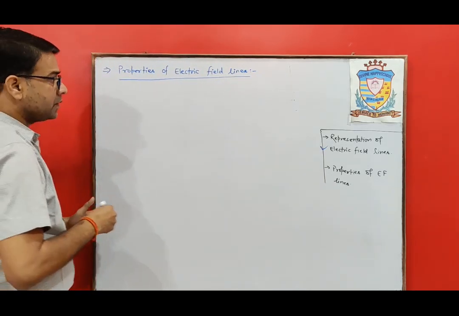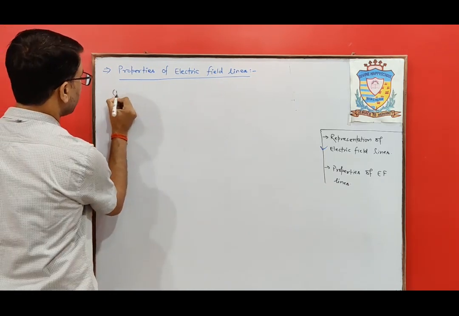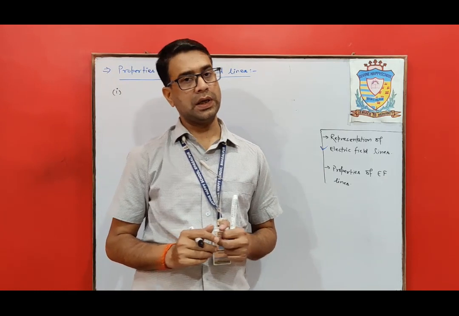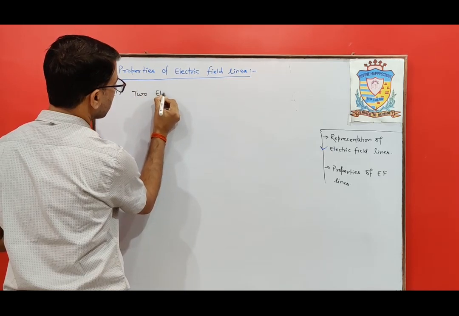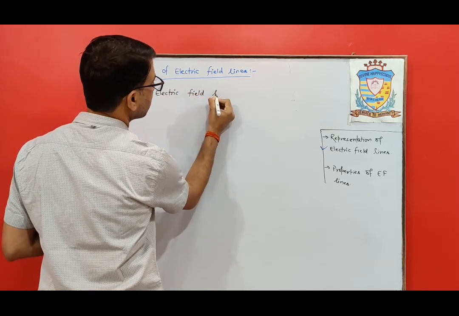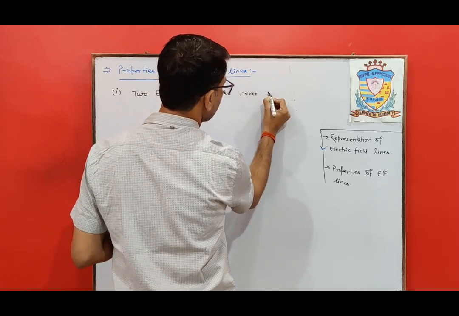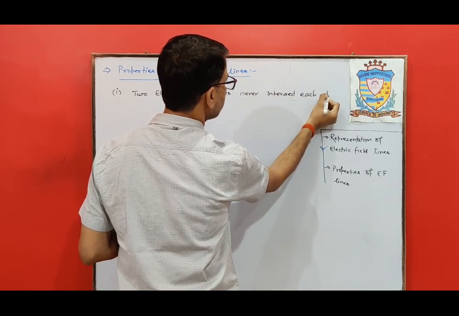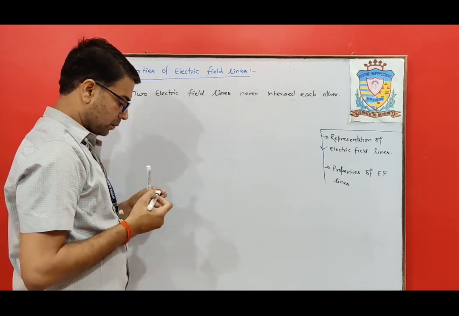So the first property is: two electric field lines never intersect each other. Now the question is why?